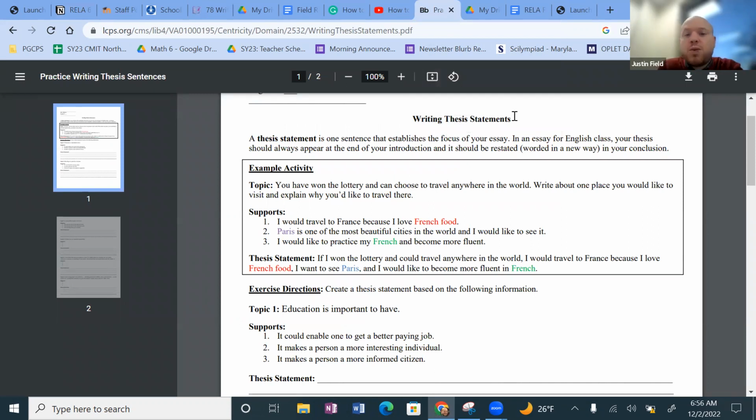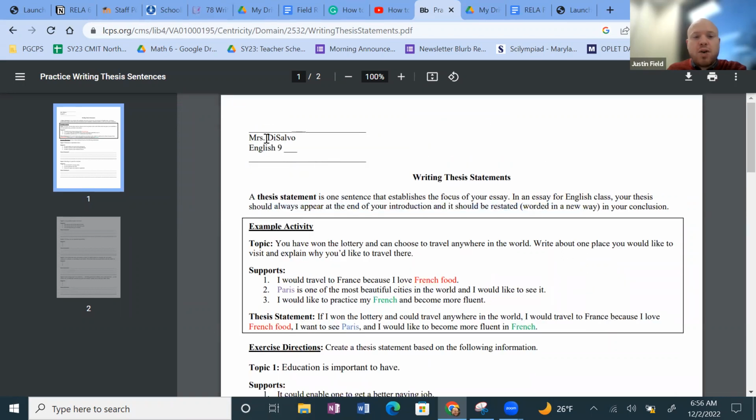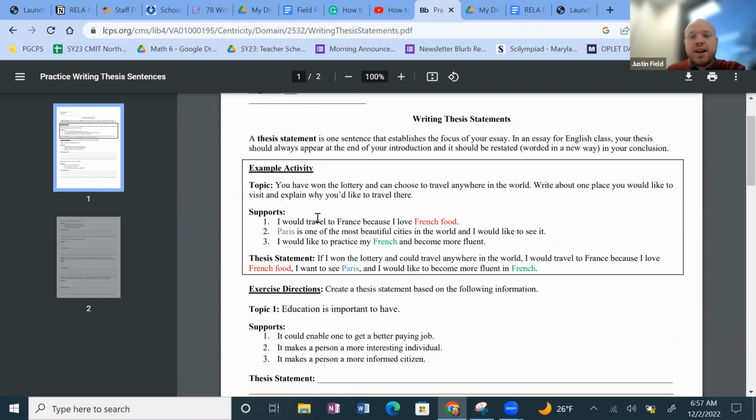A thesis statement is one sentence that establishes the focus of your essay. In an essay for English class, your thesis statement should appear at the end of your introduction and should be restated in your conclusion. Thank you, Mrs. DeSalvo, English 9. So you see, thesis statements you really dig into in English 9, but that isn't to say we can't try our hand at it in 8th grade.